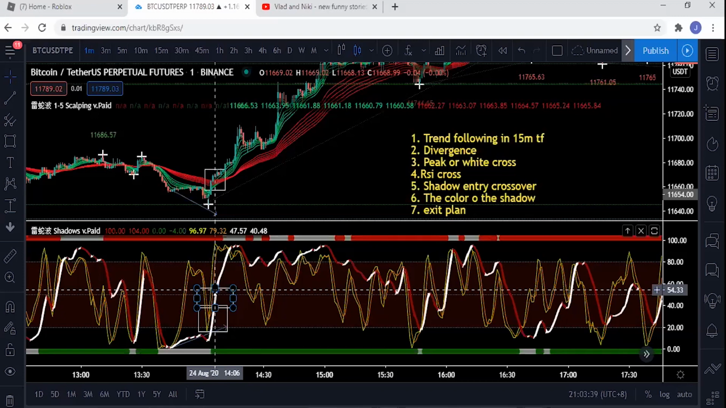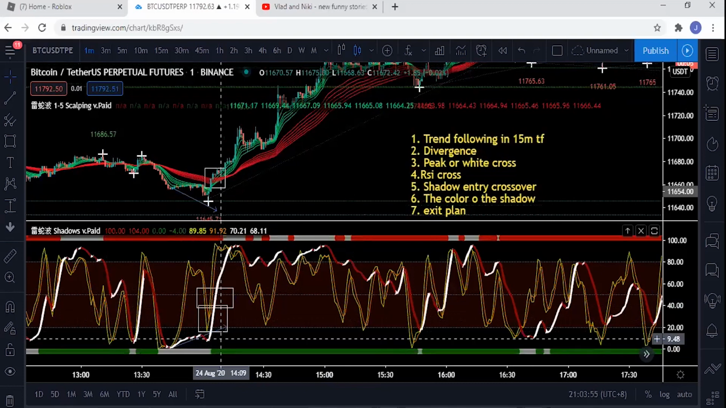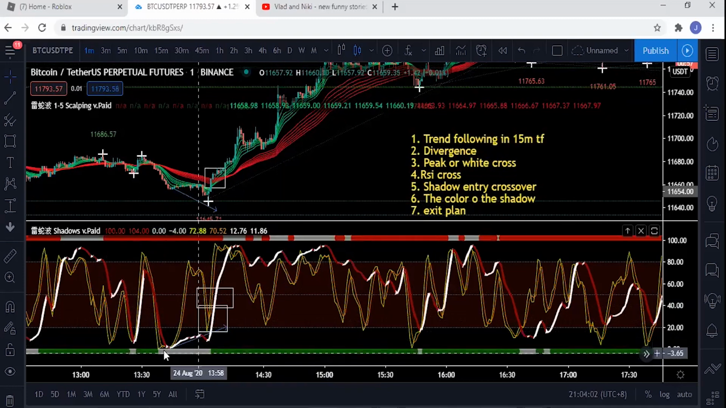The next criteria is the color of the shadow. So the color of our shadow is now white, meaning to say we are uptrend. And then the exit plan. Also, I forgot that there is another criteria, the color of our line below here. So in this scenario, you are not good to enter here, so where are you going to enter? Now here in our crossover. It also confirms a green line, so we are good to go.